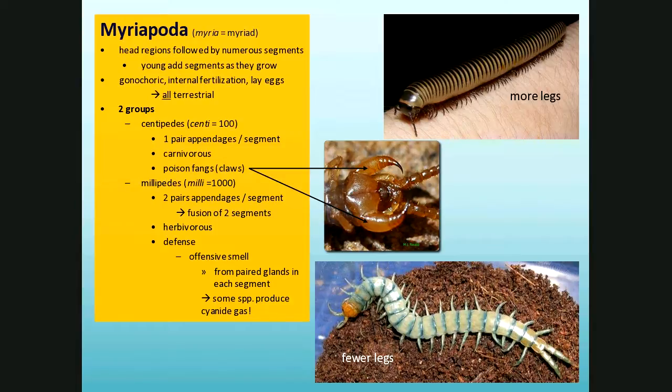Basically what it is in both of these organisms, it's a head region that's followed by numerous segments. Very good example of segmentation, right? And basically the way they grow is they just keep adding segments. So small millipedes, like that ivory millipede at the top, would actually look like that, but with fewer segments. As it got older, it would add more segments.